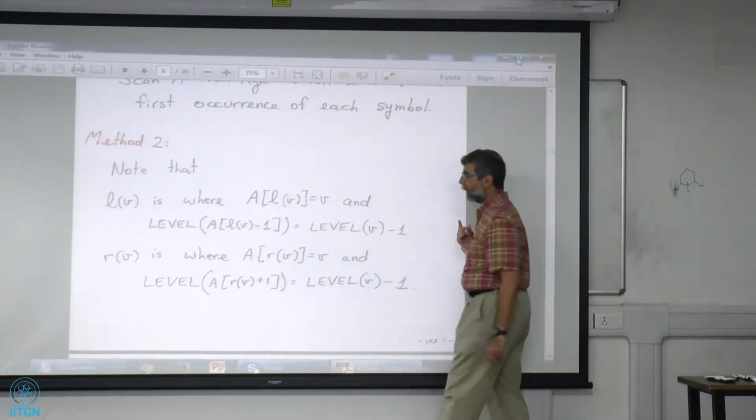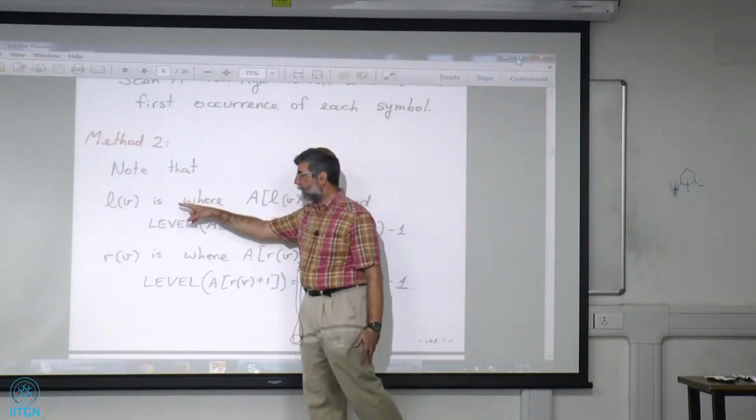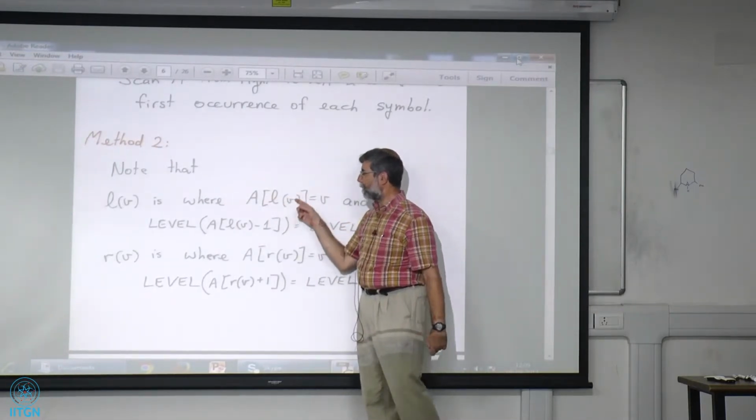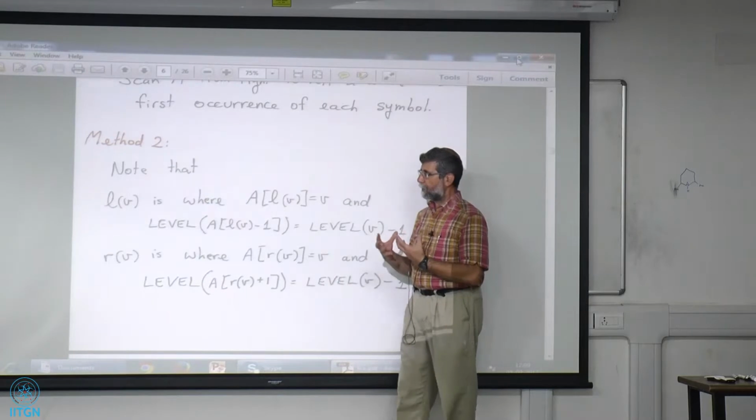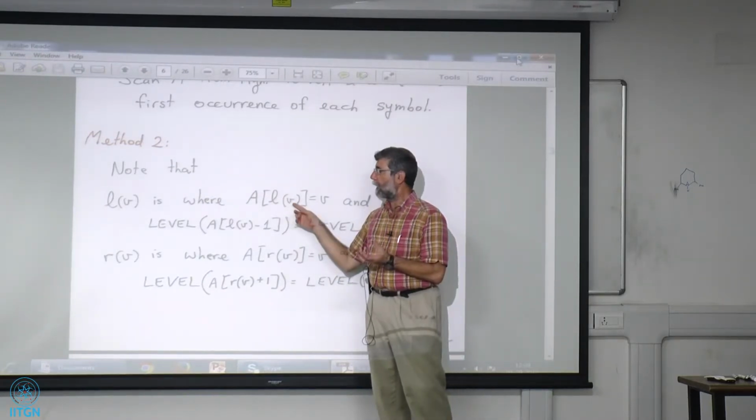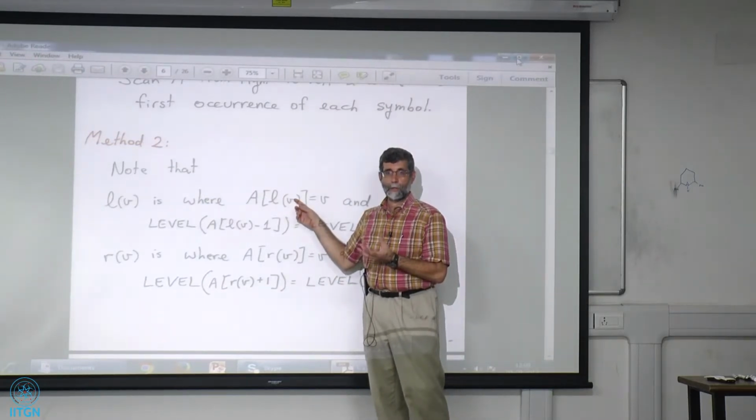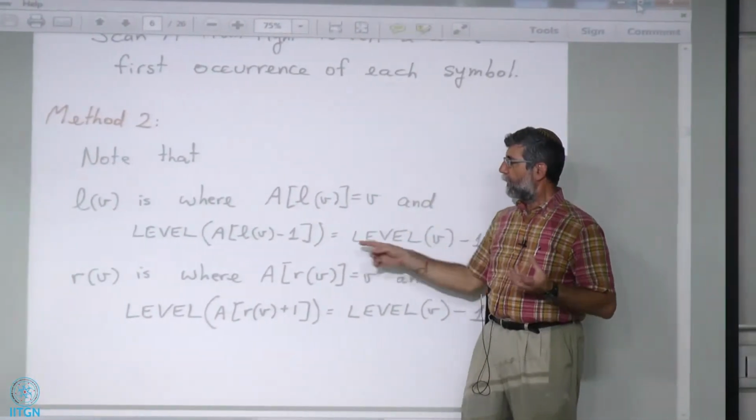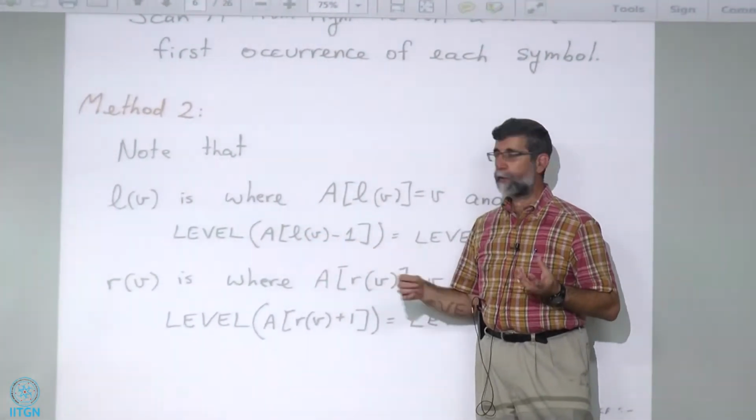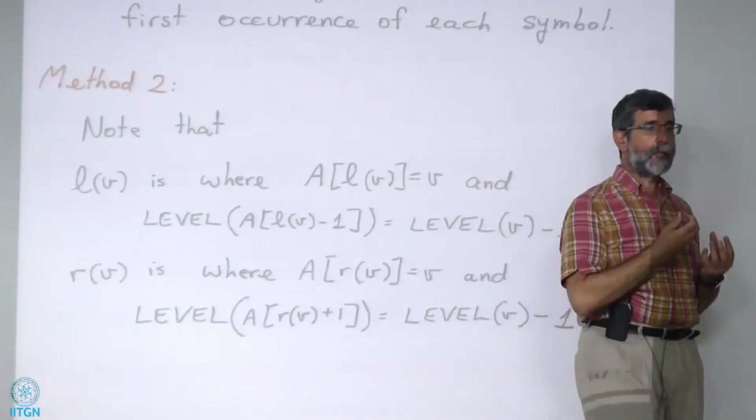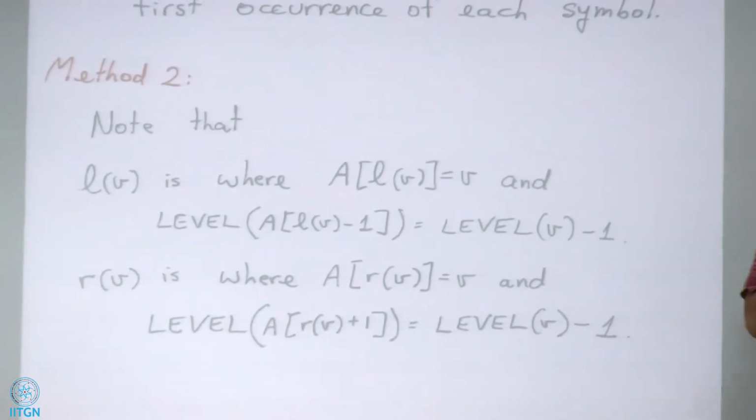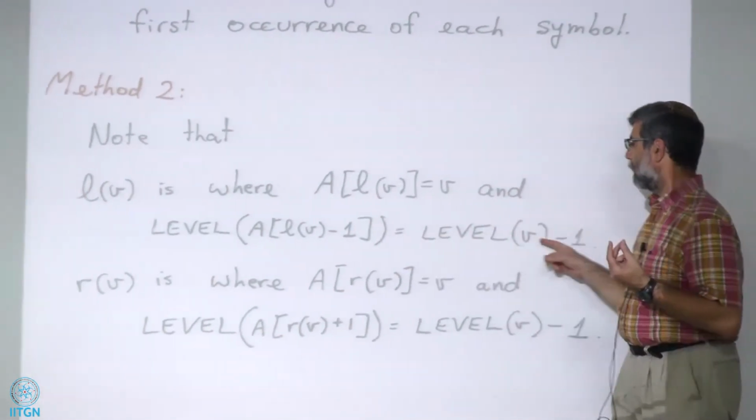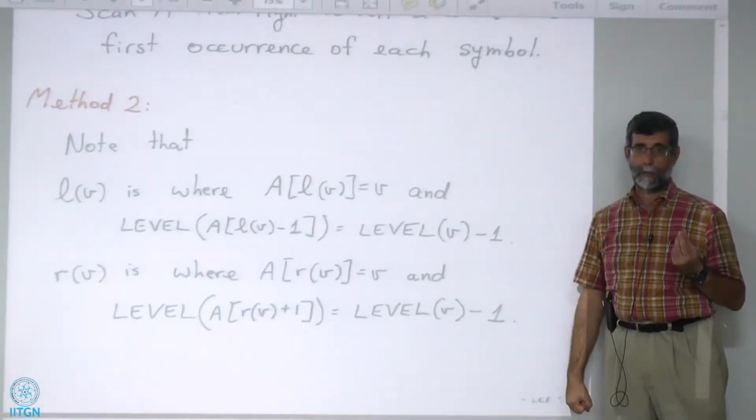So, we note the following. A of LV is equal to V, okay, because obviously that's the index in A where V occurred the leftmost time. Obviously, A of that index is equal to V. However, if we go to A of LV minus 1, if we go to the element that's to the left of LV, the level of that element is the level of V minus 1.